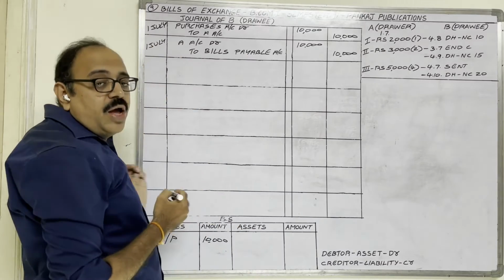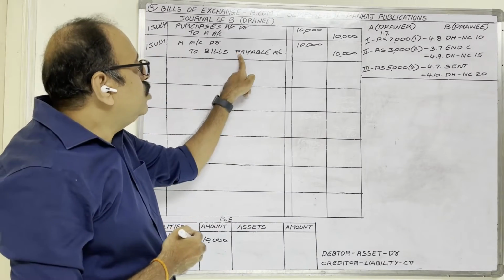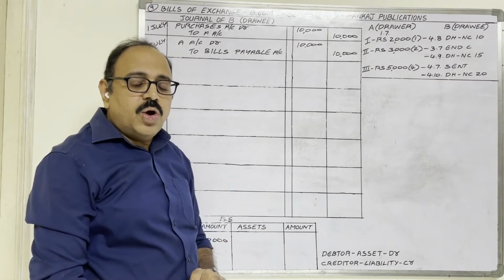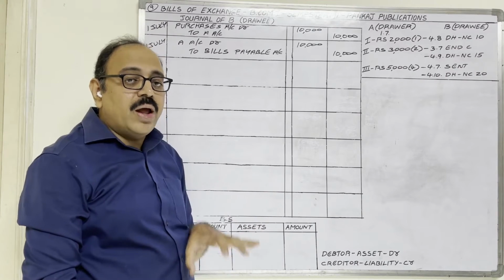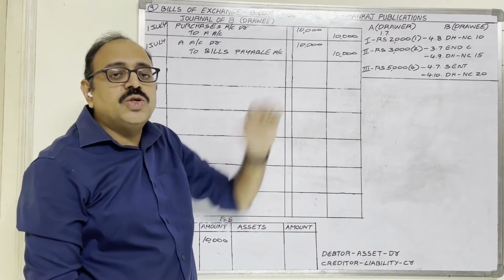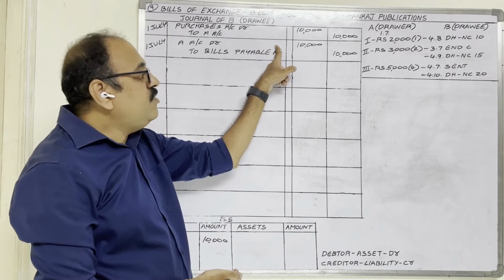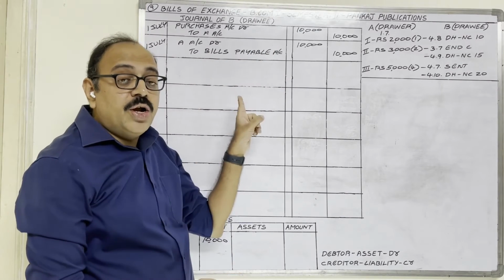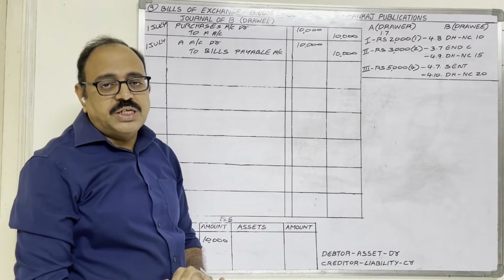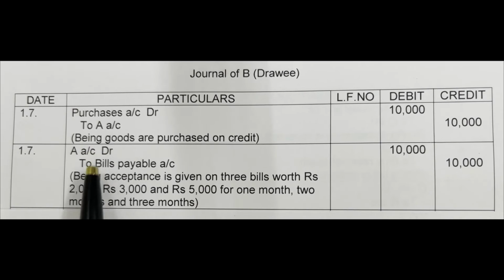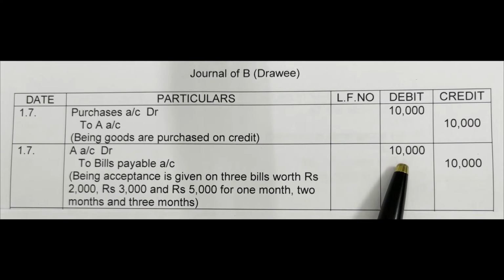3 bills are there, no actually? So 3 times you need not write the journal entry, because all the 3 bills are accepted on the same day, 1st July. So 1 entry is enough. And in narration clearly we have to mention this 3 bills information. 1st July, A account debit to bills payable account 10,000.